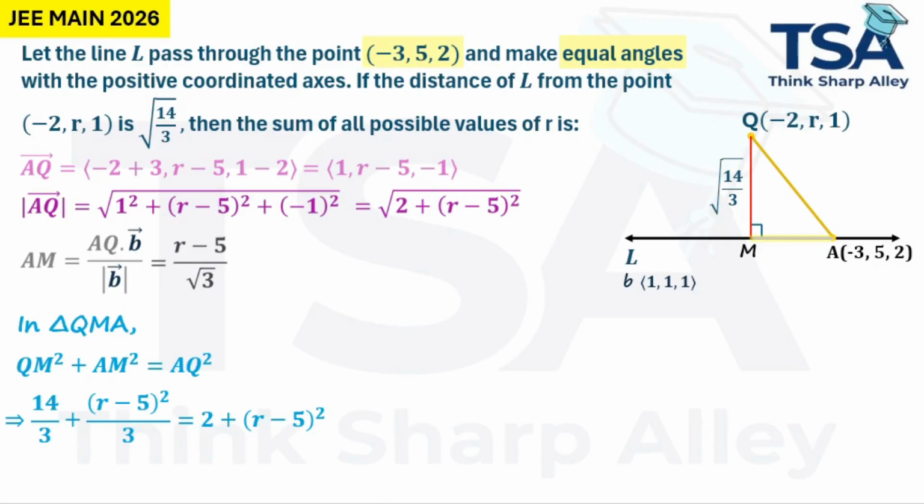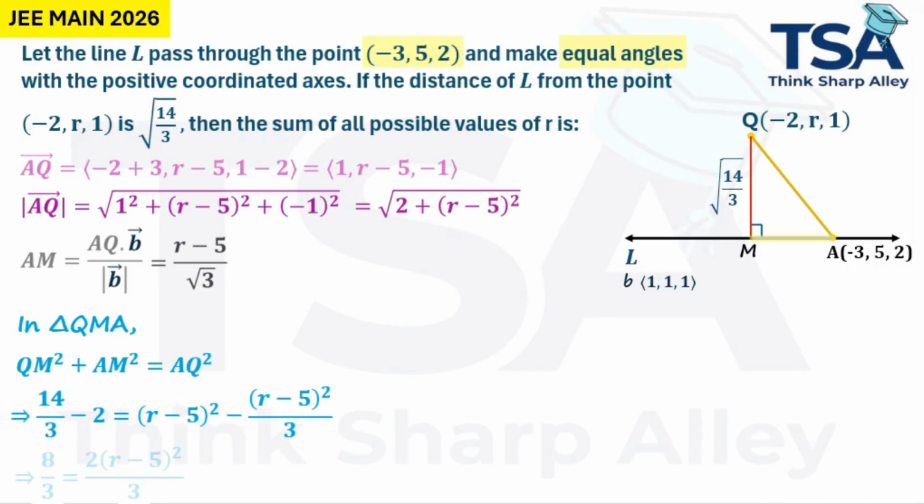To get rid of the fractions instantly, you can multiply the entire equation by 3. Here I have just separated the constant and the (r - 5)² part and simplified it to look something like this. So the denominator 3 gets cancelled, and 8 and 2 also get cancelled to give me (r - 5)² = 4. Now let's take the square root on both sides. So we have r - 5 as ±2.